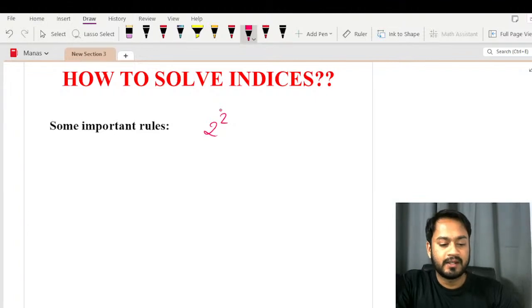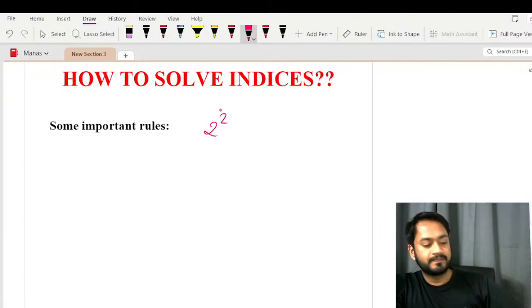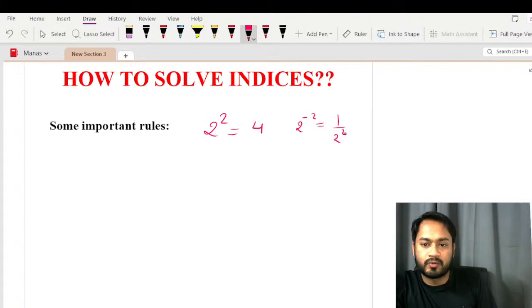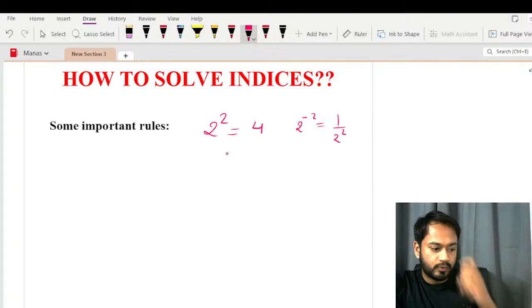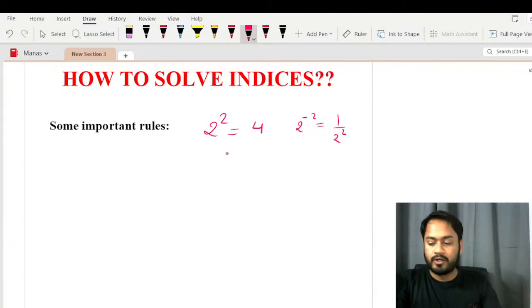Now what we generally do here is we write 2 to the power 2 as 4. So we have some rules. Suppose if we write 2 raised to power minus 2, you can write it as 1 upon 2 raised to power 2. There are some rules which we need to follow during the process of solving indices.